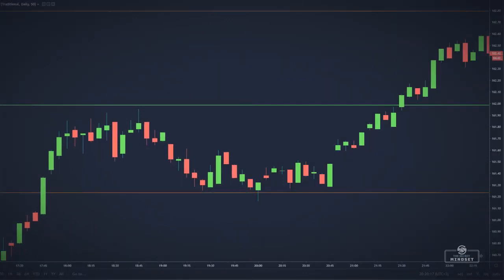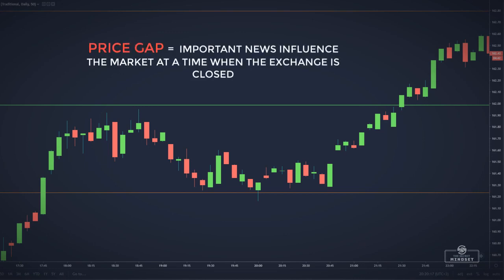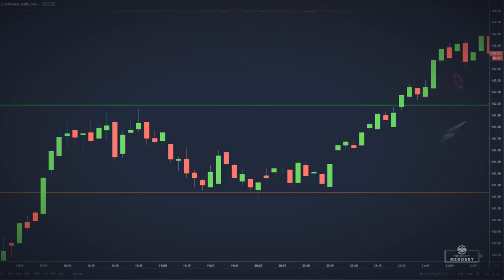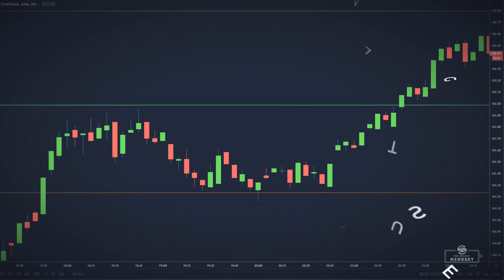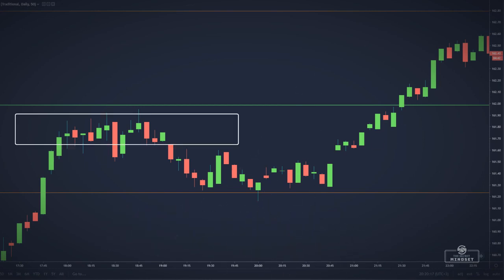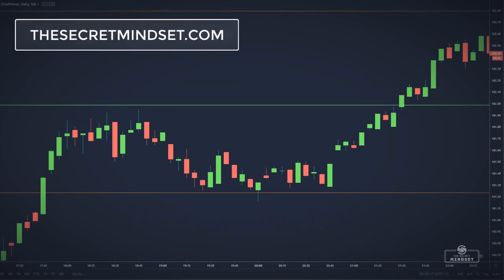I previously said that we need a gap to increase our chances. A price gap occurs when something important influences the market at a time when the exchange is closed. Gaps can also occur because of a large cluster of orders placed at a point where the stock breaches through support or resistance. I don't want to insist too much on gaps. We'll have plenty of examples later.